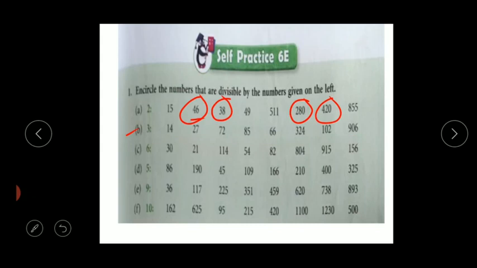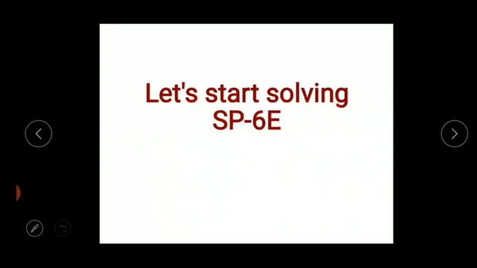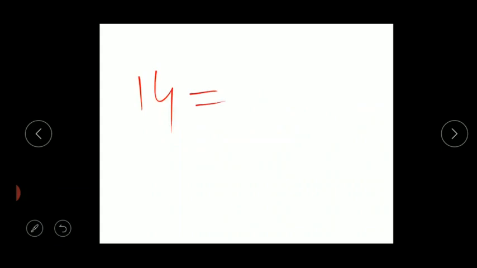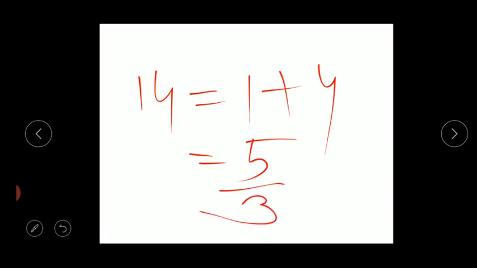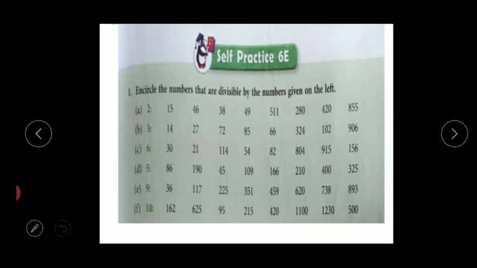Okay, so in order to check divisibility by 3, first of all, the digits of the number, that is the ones place and tens place, whatever the number is given, should be added. Suppose 14 here. We add 1 plus 4, which is 5. Now you have to check whether it is divisible by 3 or not. Is it divisible? No. So we will consider 14 is not divisible by 3.